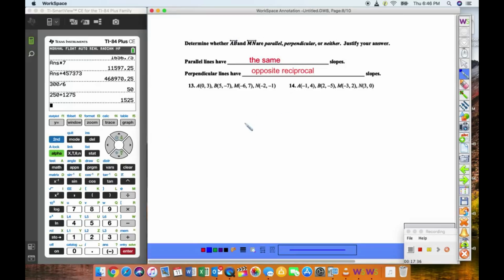So these problems are all about work shown and organization. We want to find the slope of line AB and the slope of line MN. If they are parallel, they will be the same slope. If they are perpendicular, they will be opposite reciprocals. If they are neither, they will not be the same nor be opposite reciprocals. So let's try it. Here's how we show our work.